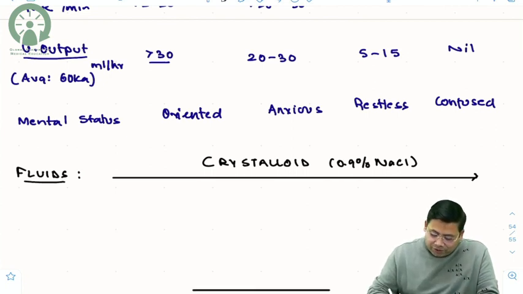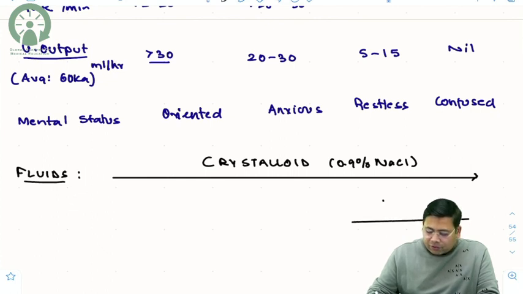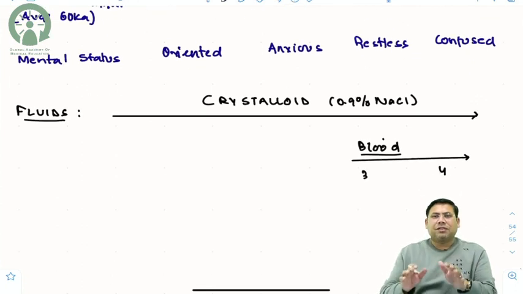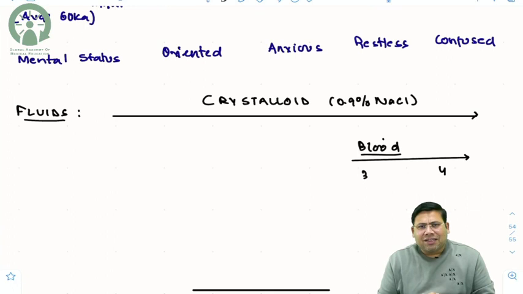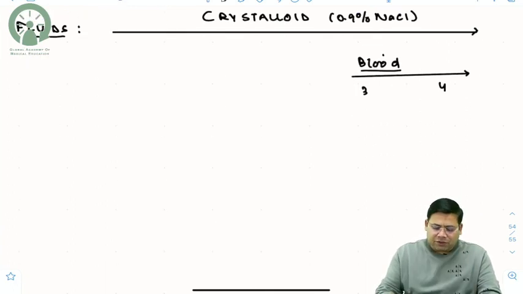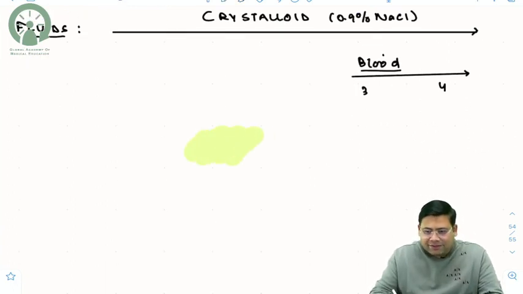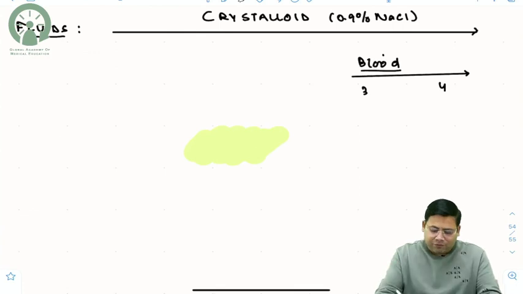But remember, for grade 3 and grade 4, you require blood also. So blood is required for grade 3 and grade 4. Now this is what is very important. So with this, we come to the end of this small, concise description of shock.